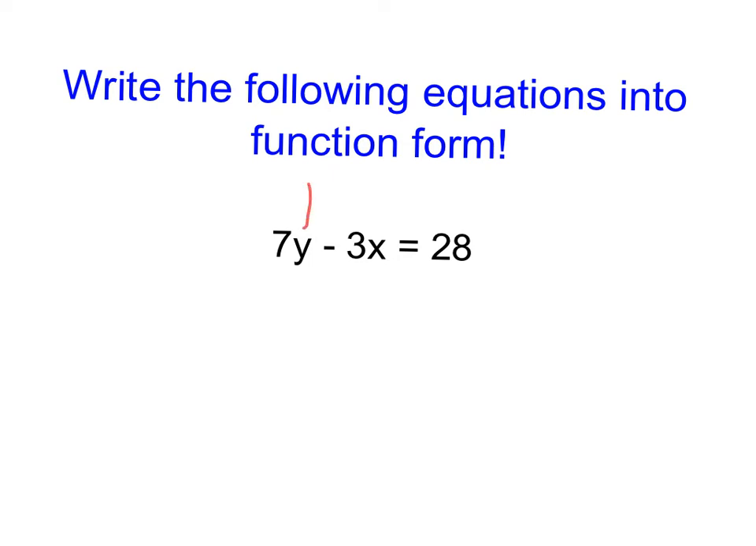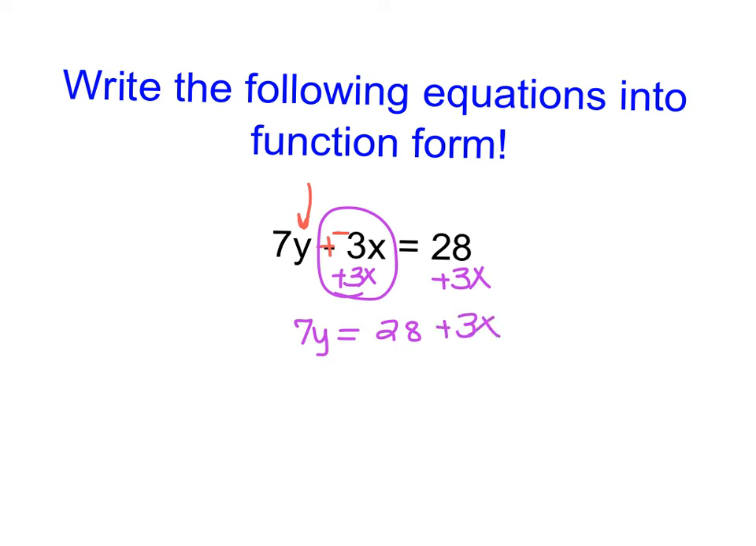Again, our goal is to get y completely by itself. Again, we start off with keep, change, change. And then we notice that we need to move that 3x to the other side. So hopefully you're already thinking that you can undo that negative 3x by adding 3x to each side. So we add 3x to each side, so we end up with 7y is equal to 28 plus 3x.